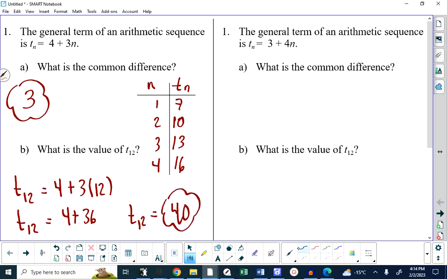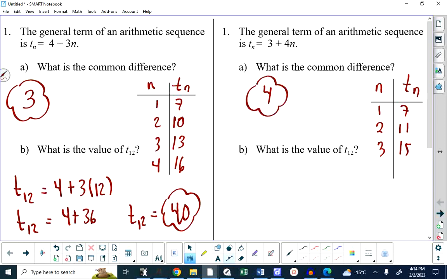I'm not going to go through all of the explanation for the second version of the exam, but essentially if you use a table of values, along with the general term equation, you're going to discover that the first term will have a value of 7, the second term will have a value of 11, the third term will have a value of 15, and on it goes. Looking at that, you can establish that the common difference is 4.